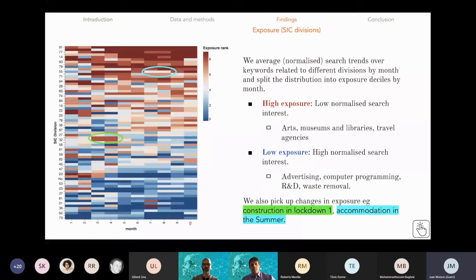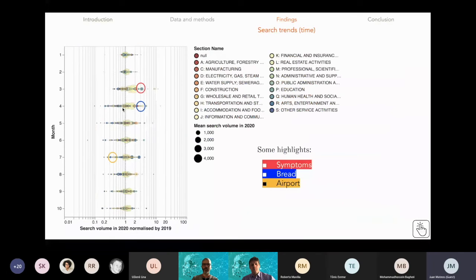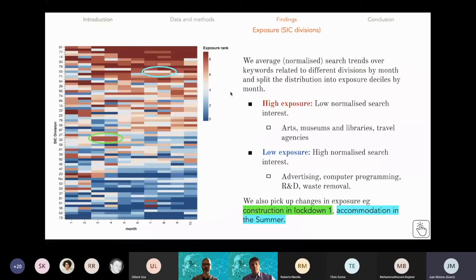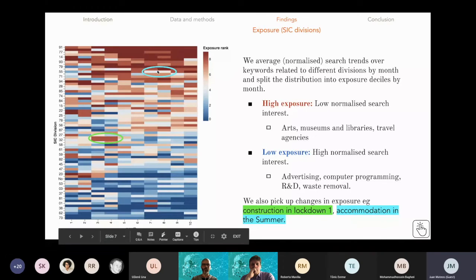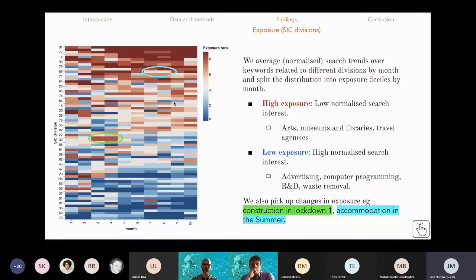What we then do is aggregate all of the search trends related to an industry and average them. Then we look at what industries have very low levels of search compared to the previous year, and what industries have more. The idea here is that the ones that have low levels of search were more exposed, and the ones that had more search compared to last year were less exposed.